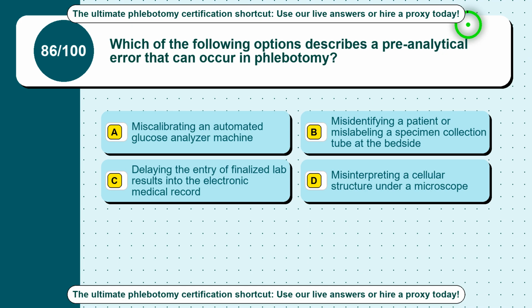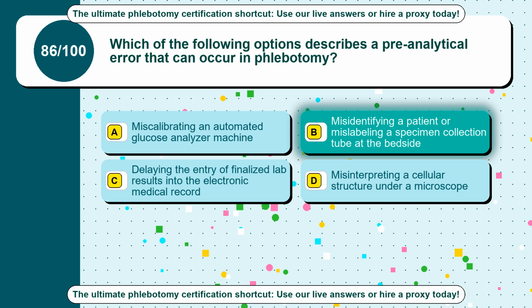Question 86. Which of the following options describes a pre-analytical error that can occur in phlebotomy? Option A, miscalibrating an automated glucose analyzer machine. Option B, misidentifying a patient or mislabeling a specimen collection tube at the bedside. Option C, delaying the entry of finalized lab results into the electronic medical record. Option D, misinterpreting a cellular structure under a microscope.